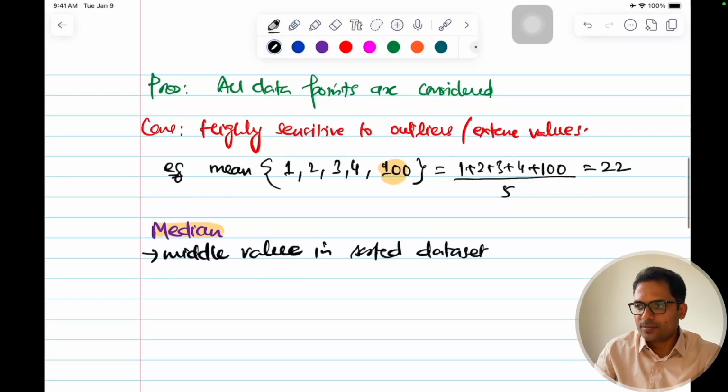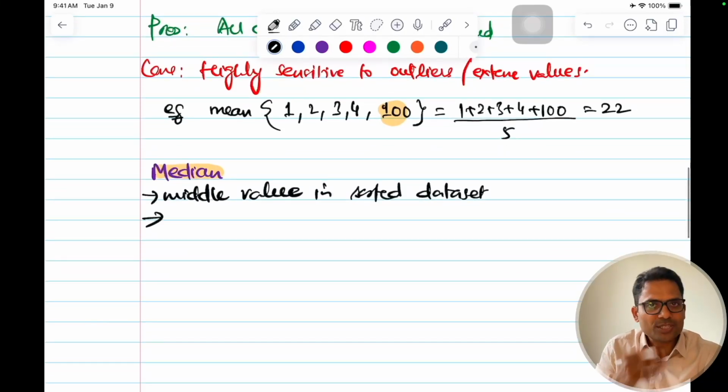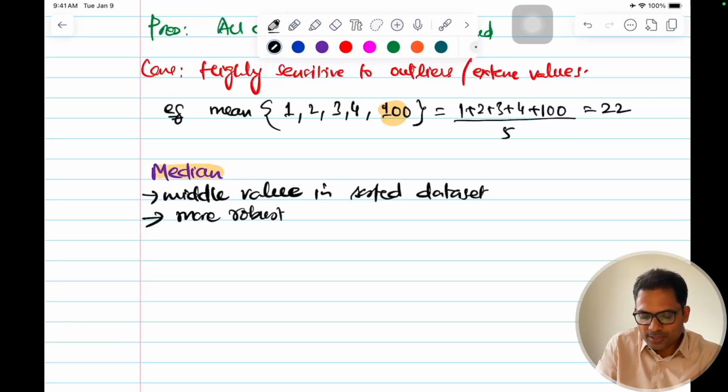So everything is sorted. This is more robust to outliers. That's its pro: more robust to outliers than the mean.